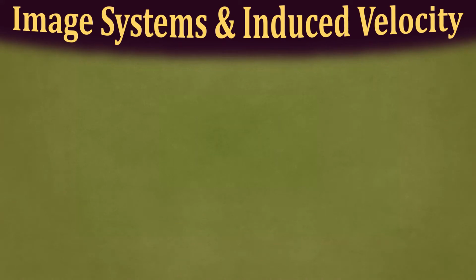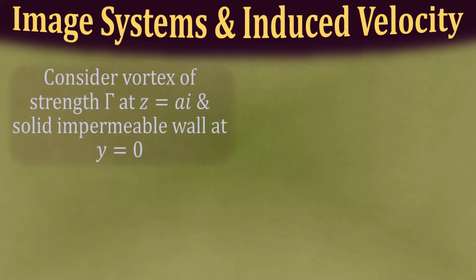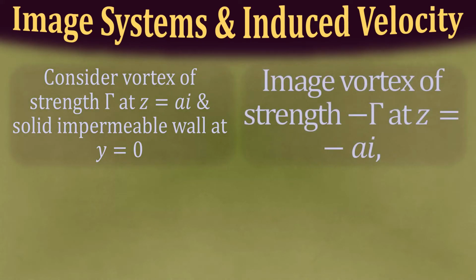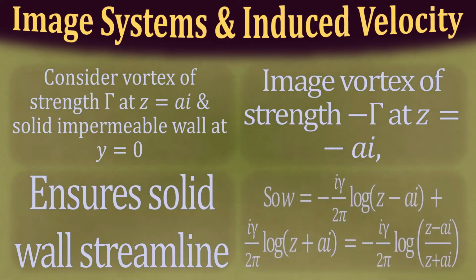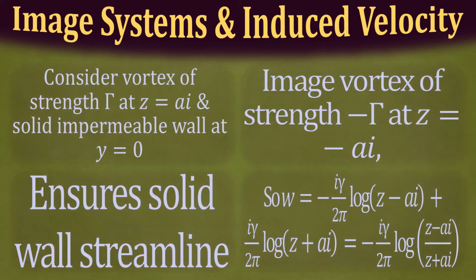Next, let's discuss image systems and induced velocity. Consider a vortex of strength gamma at z is equal to ai and a solid impermeable wall at y equals 0. We can introduce an image vortex of strength minus gamma at z is equal to minus ai, and this ensures that the solid wall is a streamline. So w equals minus i gamma over 2 pi log of z minus ai plus i gamma over 2 pi log of z plus ai, which is equal to minus i gamma over 2 pi log of z minus ai divided by z plus ai.